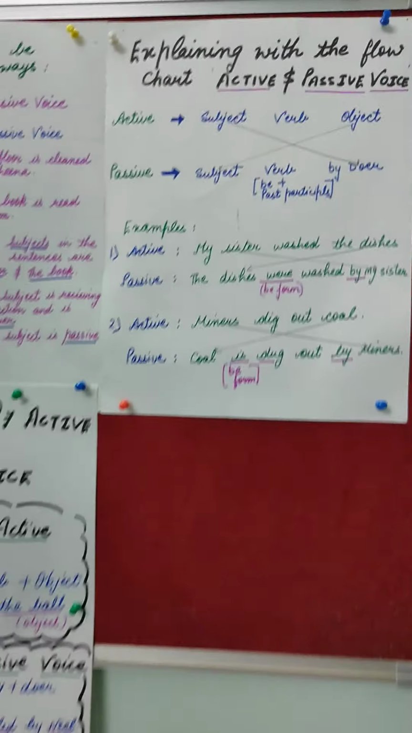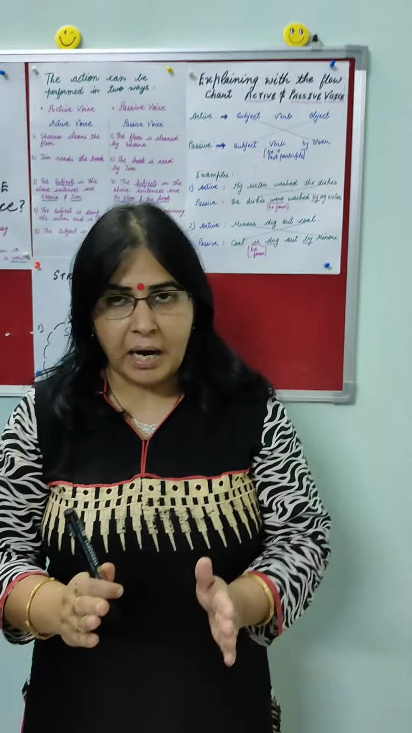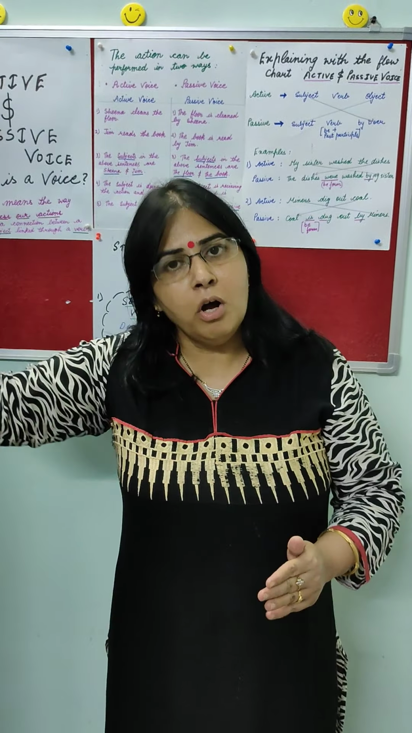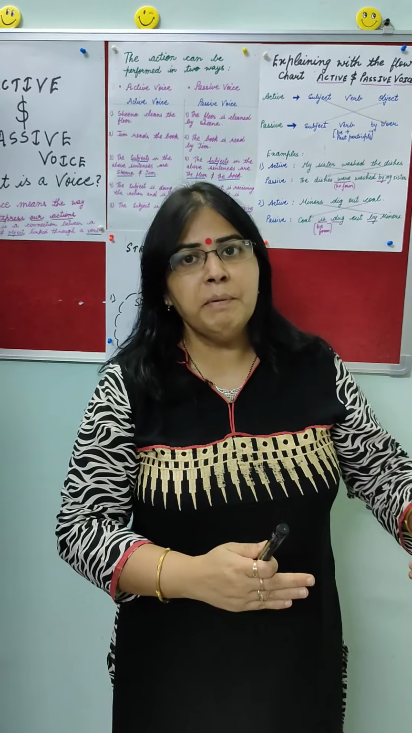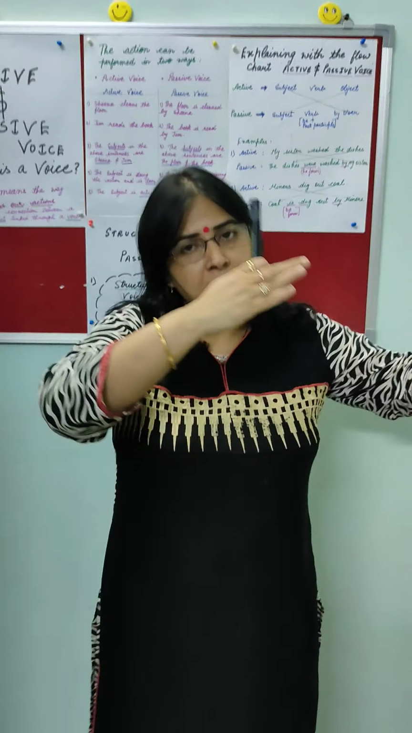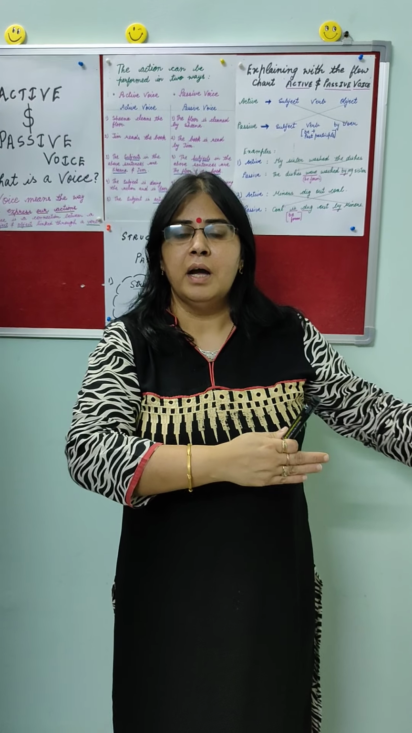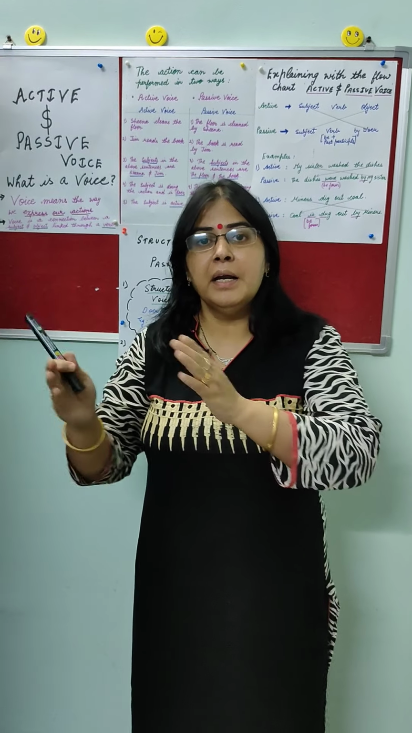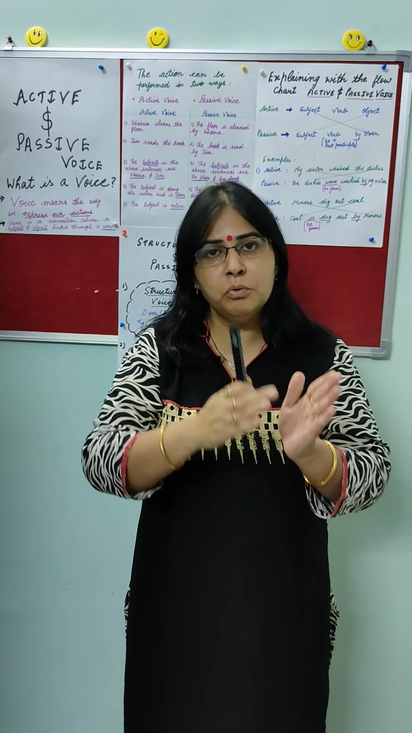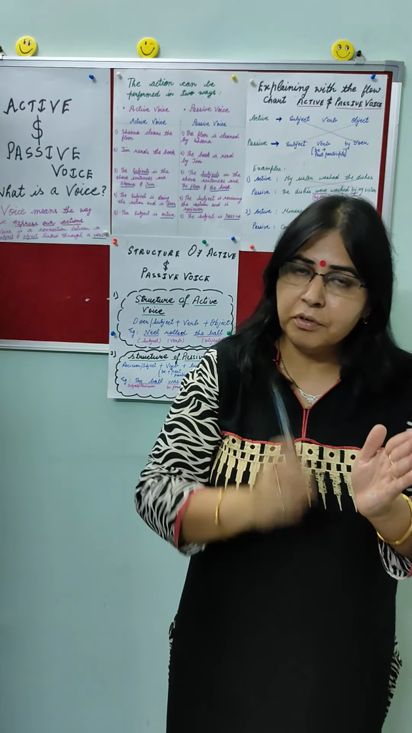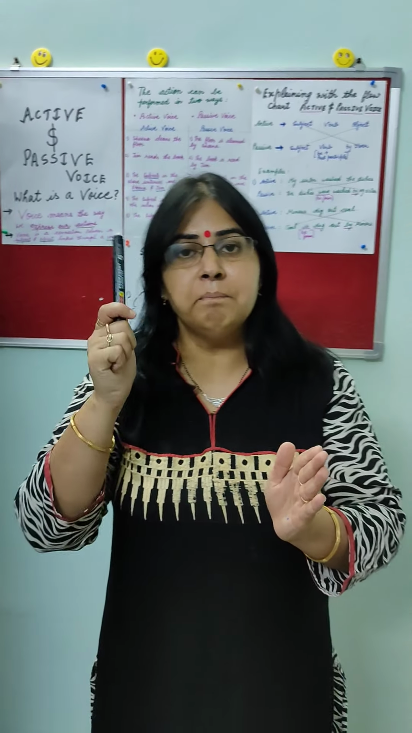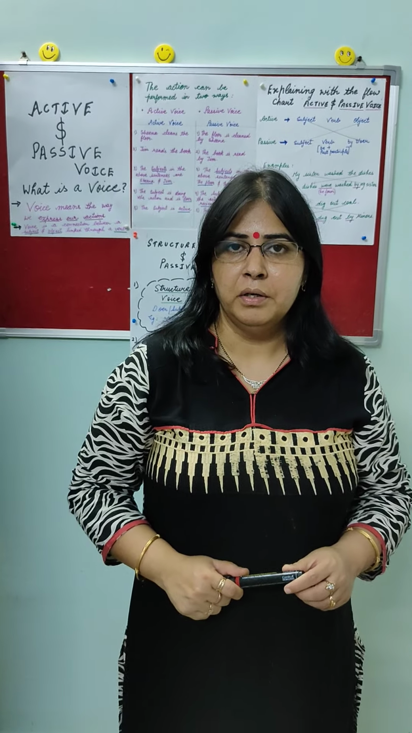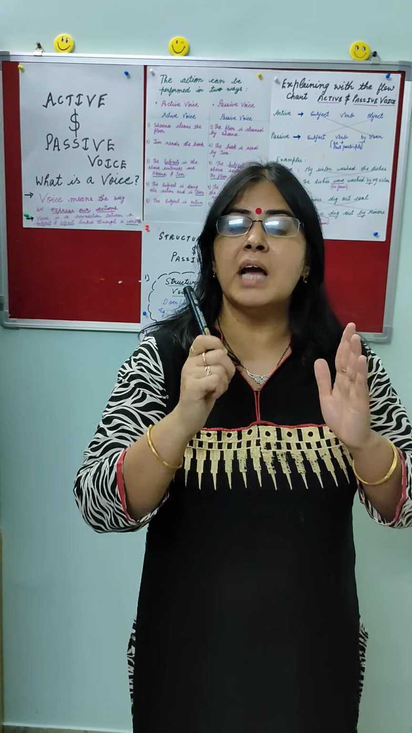So what is the flowchart saying? That in active voice, it is subject, verb and object. Now when you come to the passive voice, that object becomes the subject, and the subject, the doer, goes at the end, and before the doer comes the 'by'. The verb changes into the past participle form, and with the past participle form the be form is added.